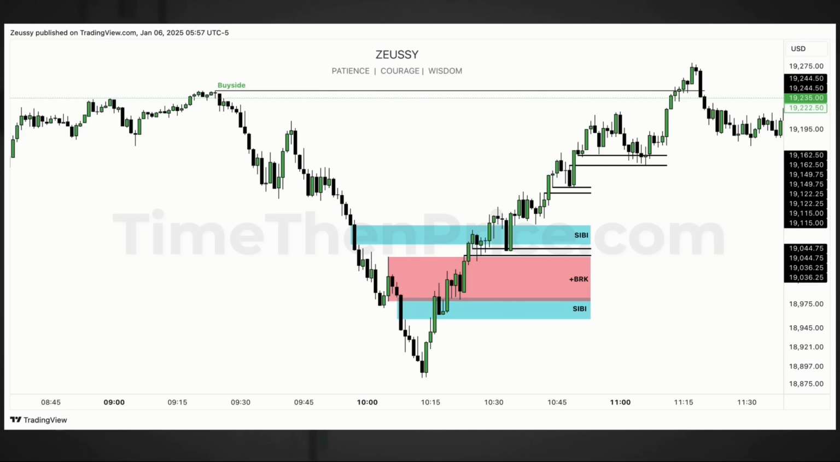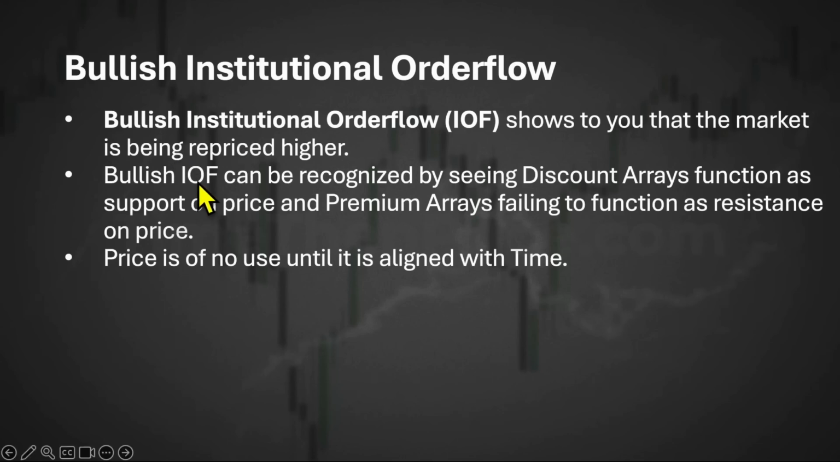What we can see is that the market eventually forms a low, and it then displaces through this blue box, through the price range of this CB, through the price range of this bearish fair value gap. Notice that we reprice above it, and the fair value gap then begins to function as support on price. This right here is a premium array on the left side of the curve, functioning as support on the right side of the curve. And remember what I outlined to you when it came to bullish order flow. Let us go back one slide. Bullish institutional order flow can be recognized by seeing discount arrays function as support on price and premium arrays failing to function as resistance on price.